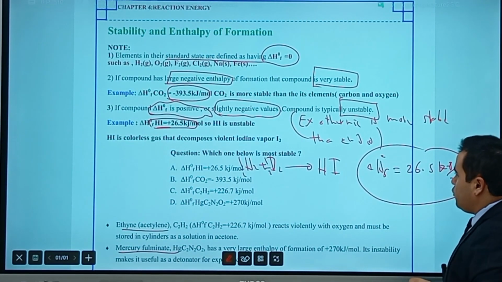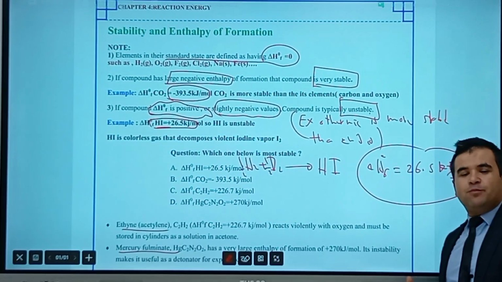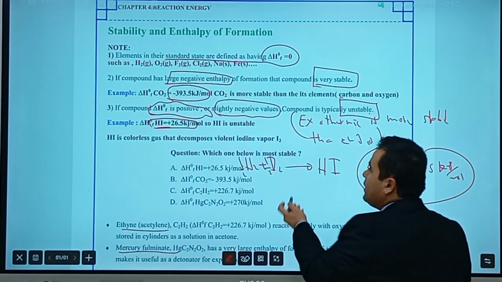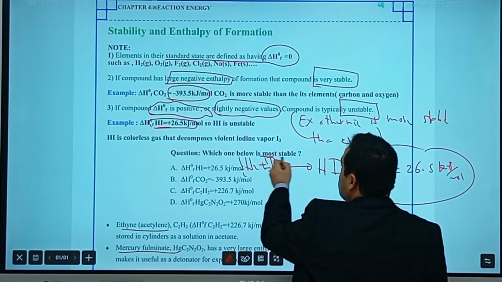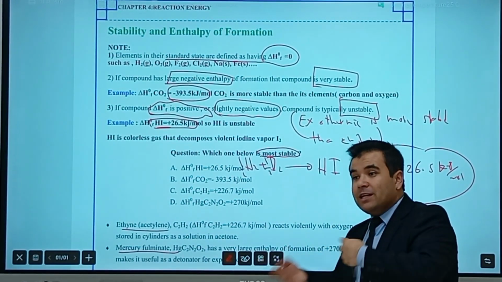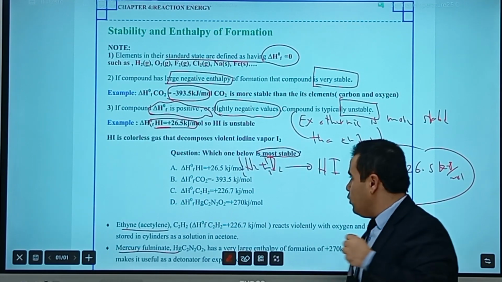Positive to 26.5. This represents unstable. Why? Because we have added 26.5 kilojoules to the system. It's unstable. Which one below is most stable? Most stable, if it is in between the negative and positives, you choose the most negative one, guys.